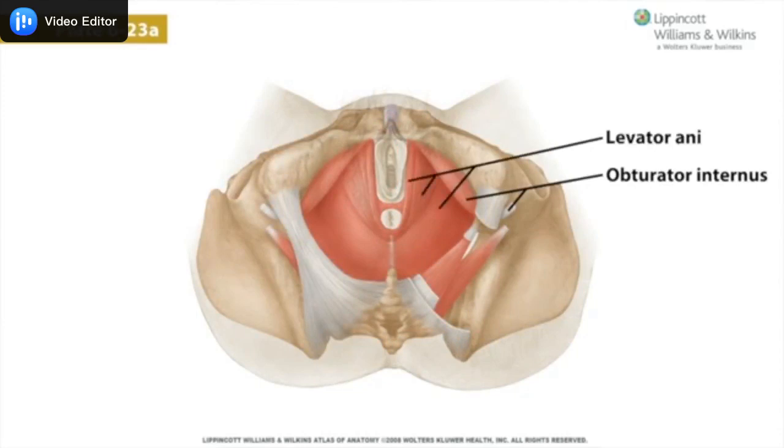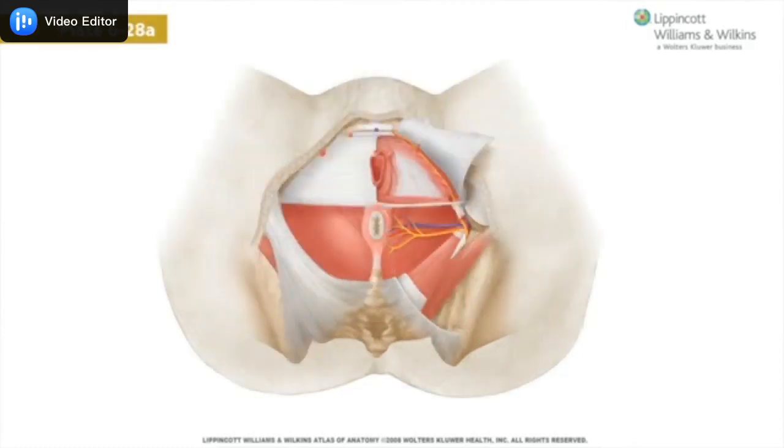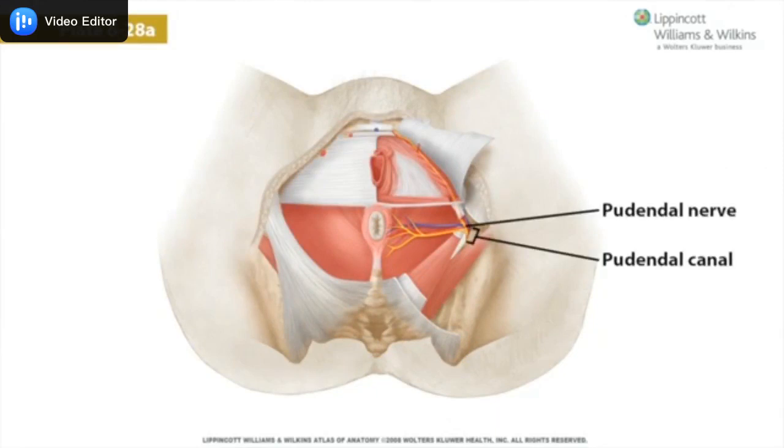The levator ani overlaps the obturator internus, so part of the obturator internus is in the pelvis and part is in the perineum, or more specifically, in the ischioanal fossa. On the medial surface of the obturator internus, against the lateral wall of the ischioanal fossa, there is a gap in the obturator internus fascia named the pudendal canal. The pudendal nerve and the internal pudendal artery and vein run through this canal.